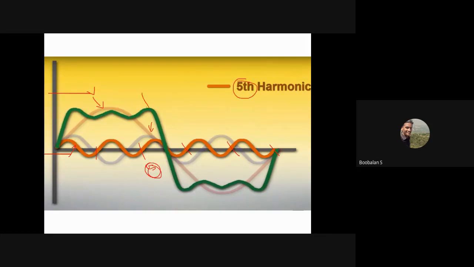So the entire system is now converted to this green color. This entire voltage waveform is getting distorted like this. This is not exactly a sinusoidal waveform. So let's see what happens if it is distorted.